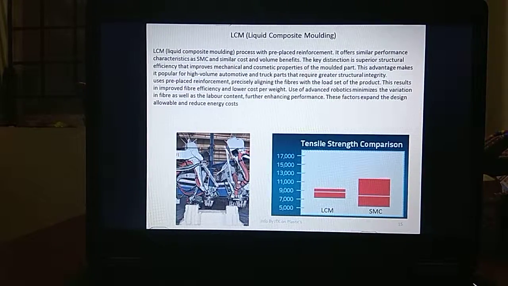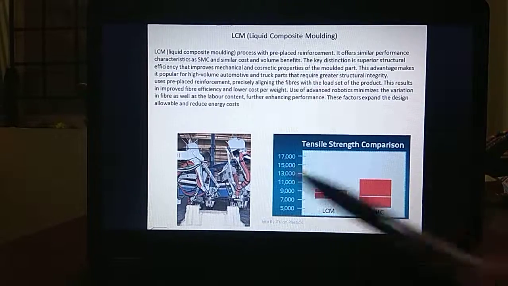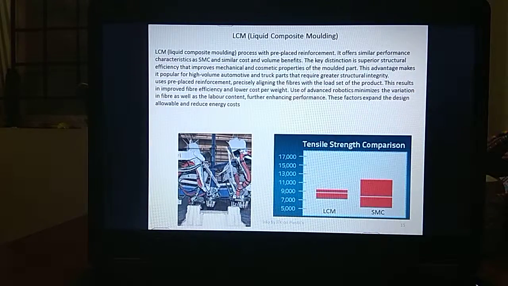We see two pictures here. The first picture talks about preparing the pre-fiber enclosure, and the other picture, or the table you see here, gives you an overview of the concentrated range of tensile strength between these two processes. You can see that the range of liquid composite molding is a very tight band compared to sheet molding compound.